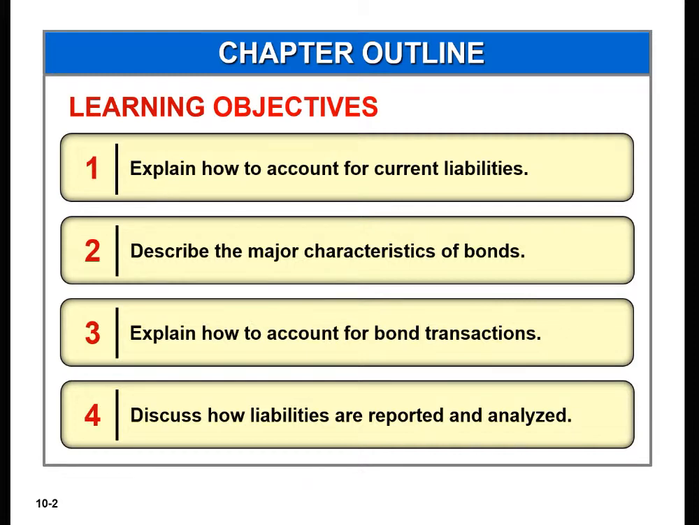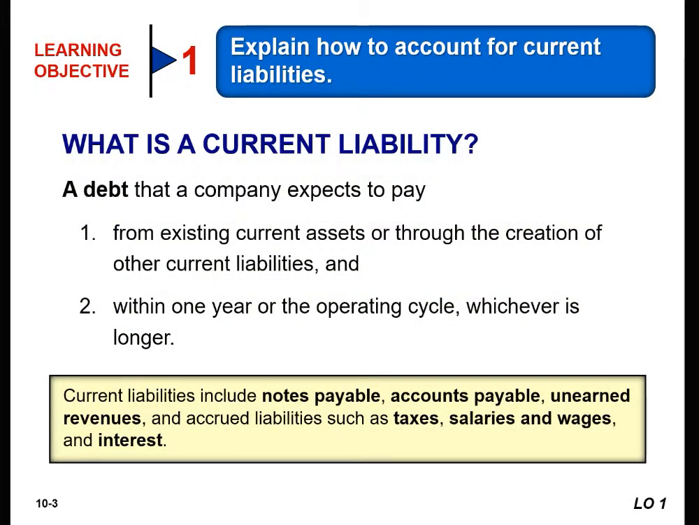First and foremost, what is a current liability? A current liability is a debt that a company reasonably expects to pay from existing current assets or through the creation of other current liabilities, and within 1 year or the operating cycle, whichever is longer. Debts that do not meet both criteria are classified as long-term liabilities. Different types of current liabilities are notes payable, accounts payable, unearned revenues, and accrued liabilities such as taxes, salaries and wages, and interest.